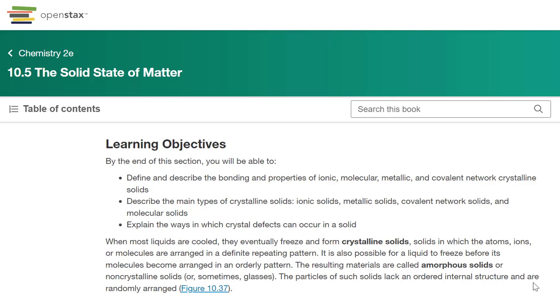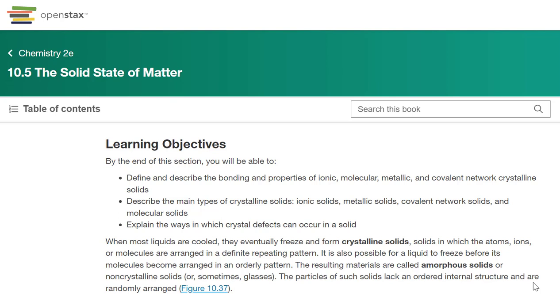Hello, everyone. I would like to discuss section 10.5, the solid state of matter. If you think about this module, we started out by talking about the forces that might lead to things sticking together. Then we talked about the liquid state. Then we talked about phase changes, and then we're ending with the solid state.